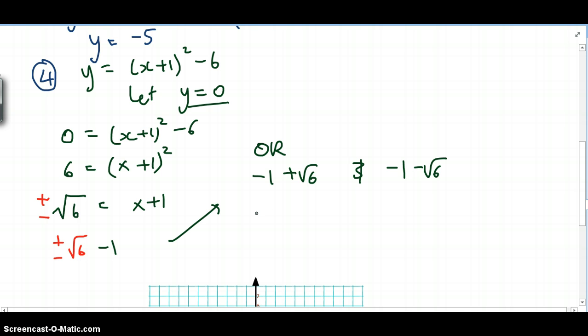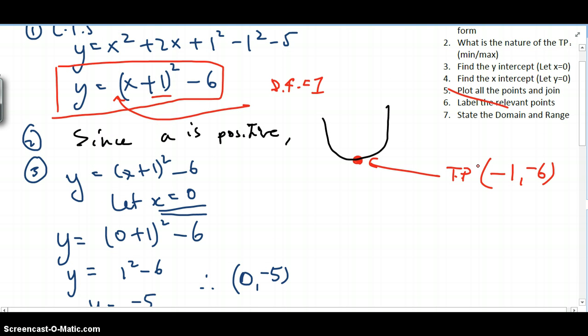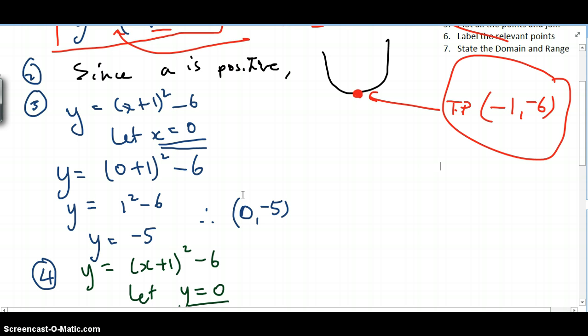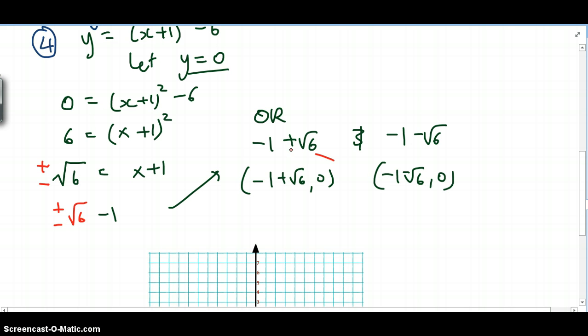So our two intercepts will be at (-1 + root 6, 0) and (-1 - root 6, 0). So you can see here that we've actually got 4 points. We've got 1 point right here, which is our turning point. We've got another point, which is our y-intercept. We've got another point right here, which is our x-intercept, and another point right here, which is our x-intercept.